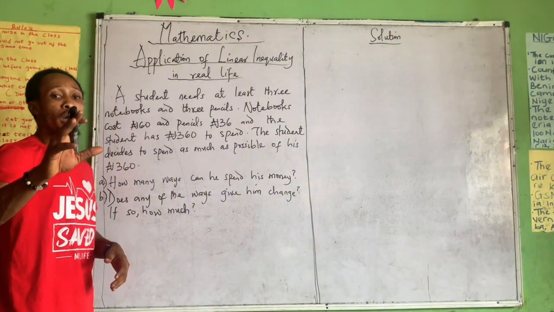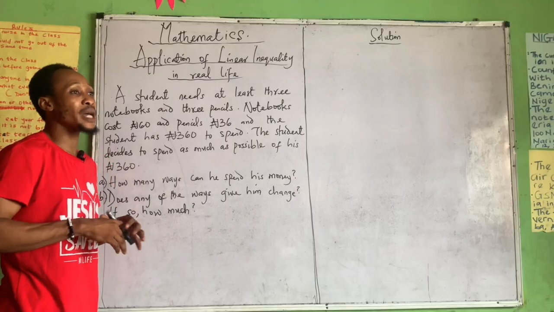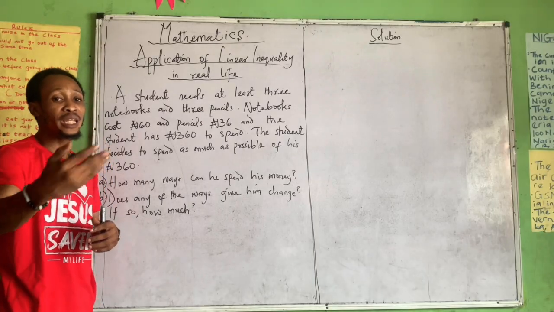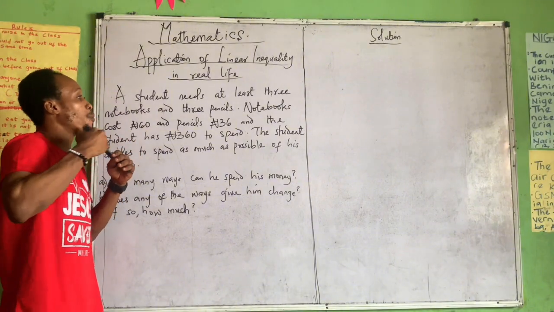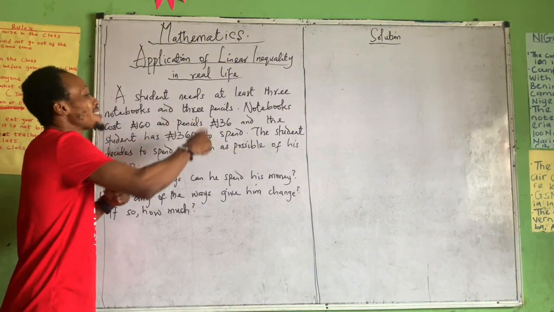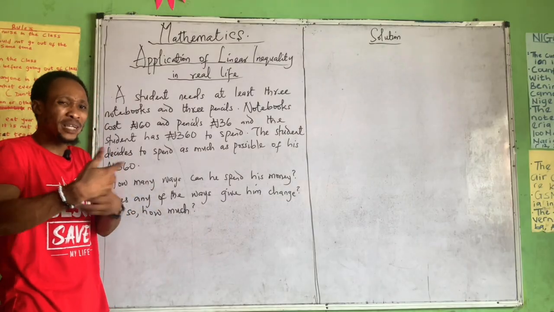Now when we listen to that statement, we see that we say at least. So it means that the number of pencils he needs must be 3 or more. That's the meaning of at least. So he must have 3 or more. So when I say I need at least 3, if you give me 2, you have still not met my demands.